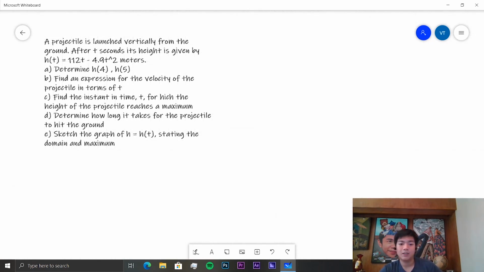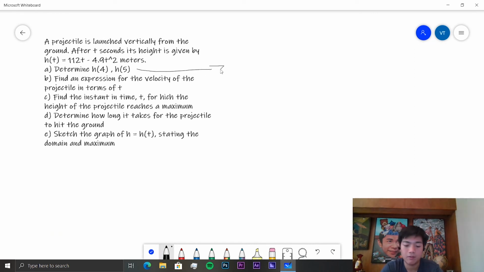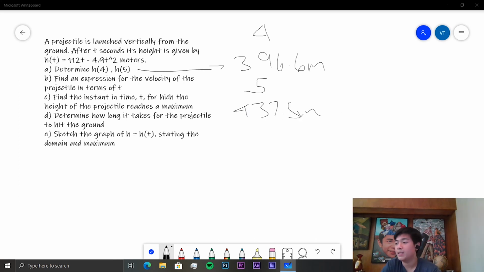So, tall order, let's start. At t equals 4, the height is 112 times 4, minus 4.9 times 16. So this is 369.6 meters at t equals 4. At t equals 5, it's 112 times 5, minus 4.9 times 25. So this is 437.5 meters at the other time.